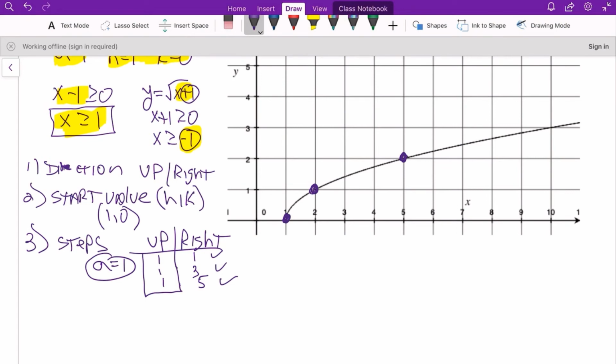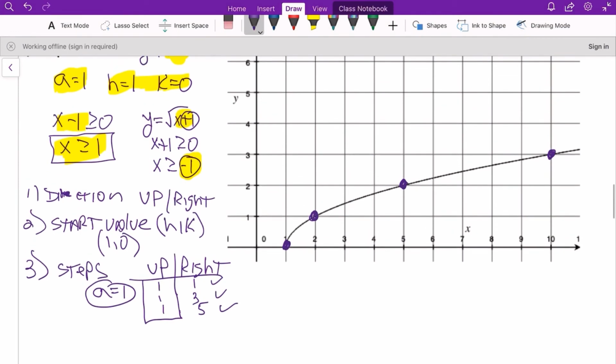And the next one we would go up 1 and then right 5. 1, 2, 3, 4, 5. So we'd be right there. Right? And then you can see the curve sketch there. And that's really it. These are the 3 steps that we're going to do going forward. We're going to figure out the direction, the start value using h and k, you can see it there, and then we're just going to figure out the steps.